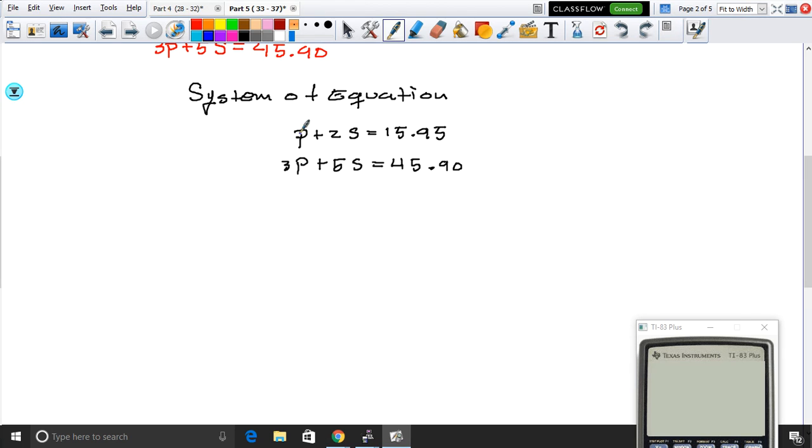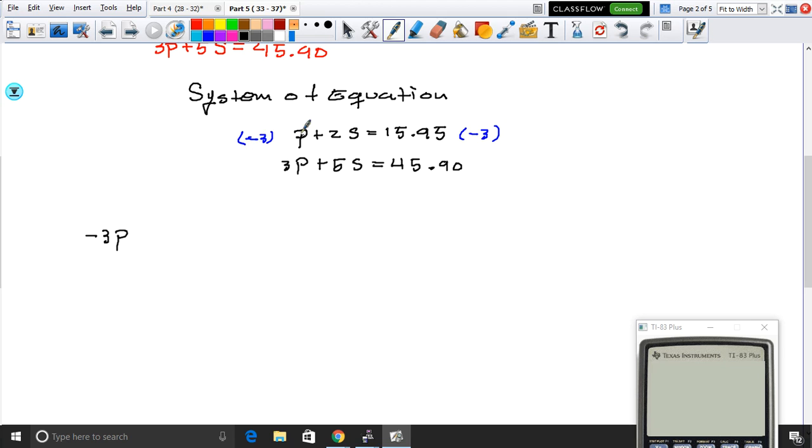What we want to do is look at both equations and see if we can rewrite one variable in terms of the negative of the other. So what does that mean? Look what happens when you multiply negative 3 to both sides of the first equation. If you multiply negative 3 on the left and on the right, we're going to end up with negative 3P.